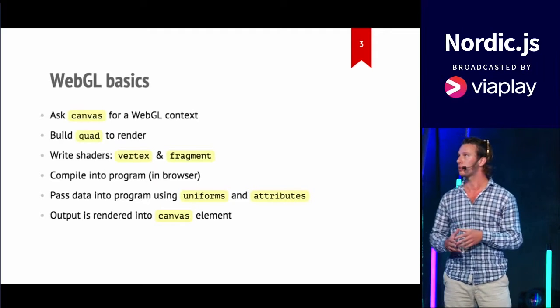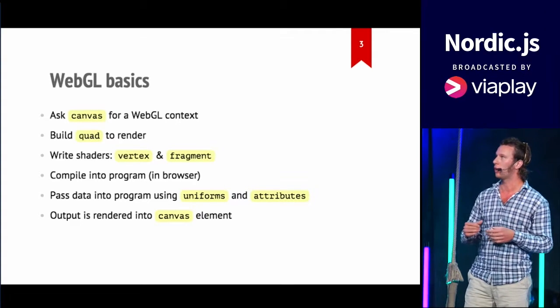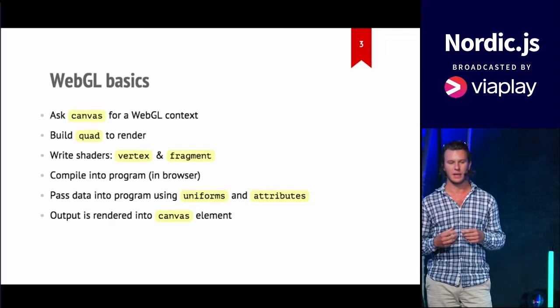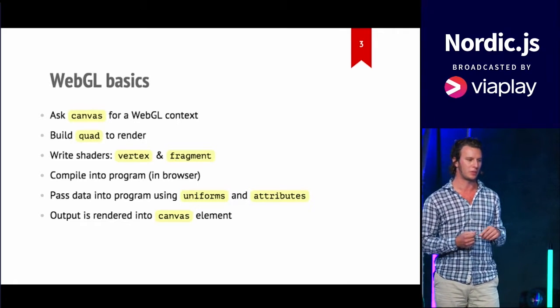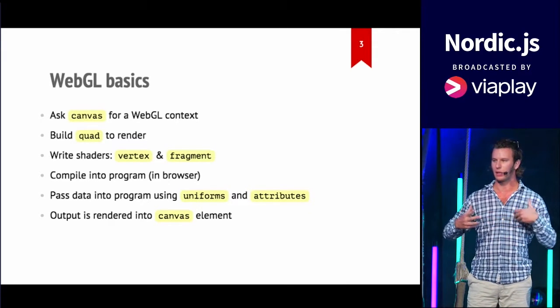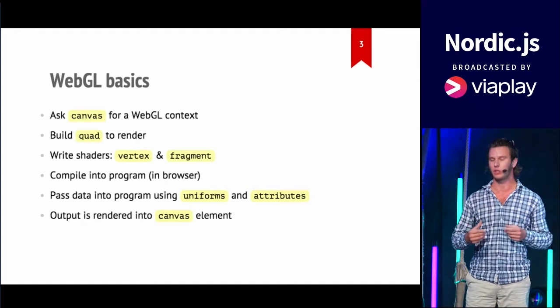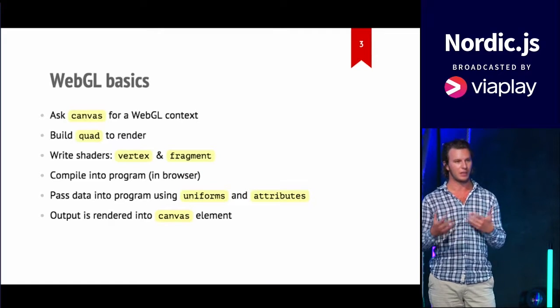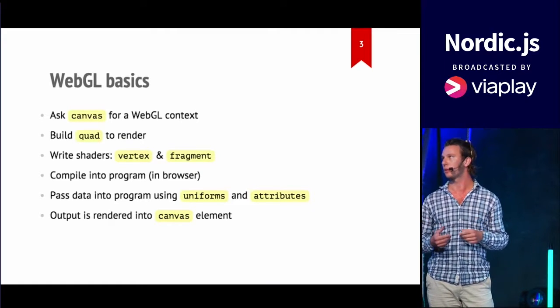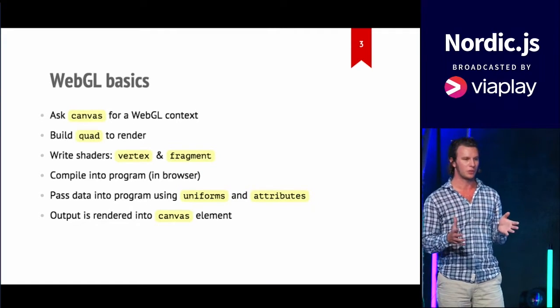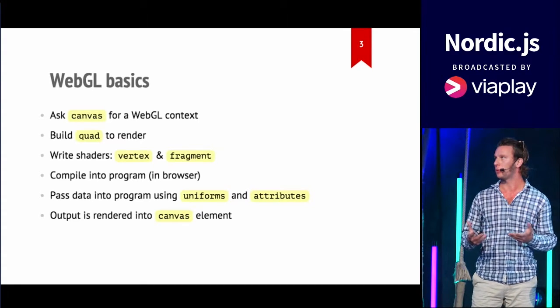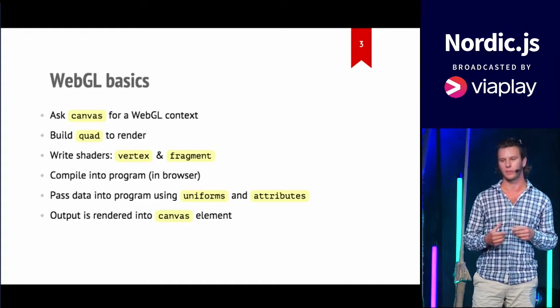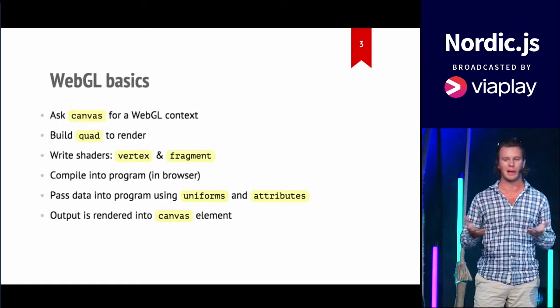OK, so what are the steps? First of all, we need to ask our browser for a canvas and get what's called a WebGL context from this. So this is just what I like to think of as our gateway to the GPU. This is something that we can call methods on, upload data, just get it to do whatever it is that we want to be doing. Once we have this context, then we need to describe to the GPU what it is that we're going to be drawing. Because at the moment, it's just a black screen.